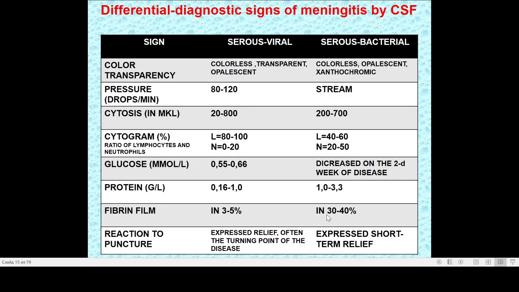Now, in 30-40% there will be suspicion of fibrin films in the glass containing the cerebrospinal fluid after taking it. But it is necessary to remember that these fibrin films do not appear at once; they appear several hours after keeping it in the refrigerator. To check for fibrin films, it is necessary to wait around 24 hours. So first of all, again, the level of sugar, the level of protein, and after that, analysis of cells.